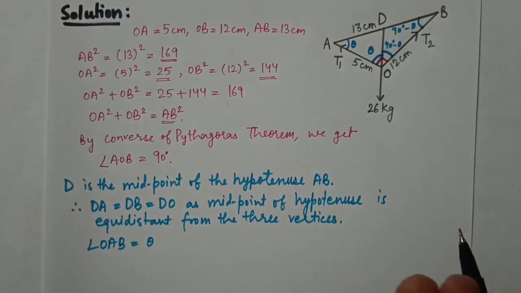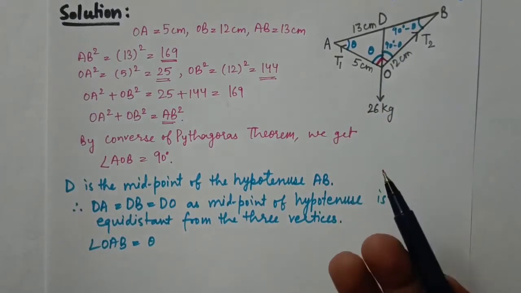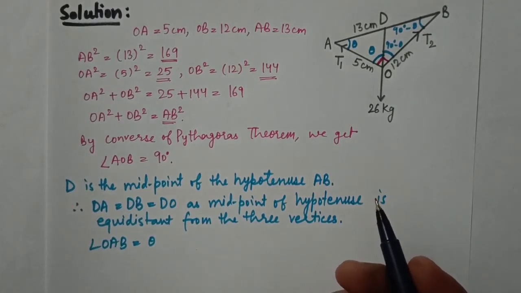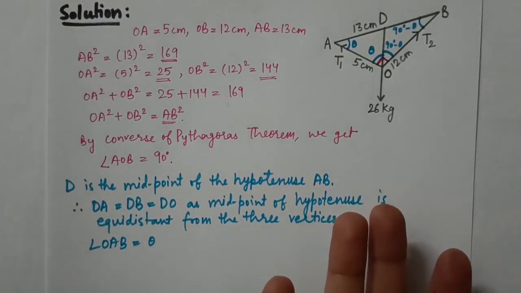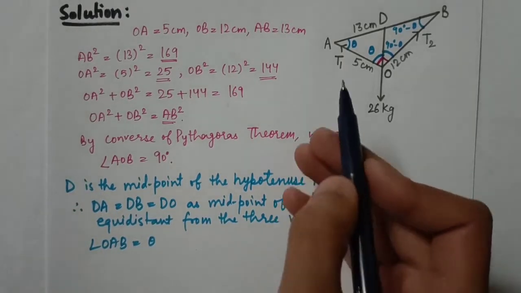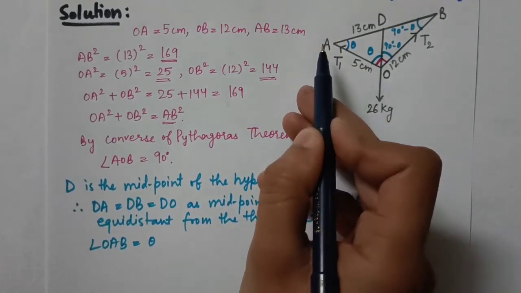Our motive is to find the values of this T1 and T2. So how we will find it? By using Lami's theorem. So now let us just use Lami's theorem and try to find what these values of T1 and T2 are.